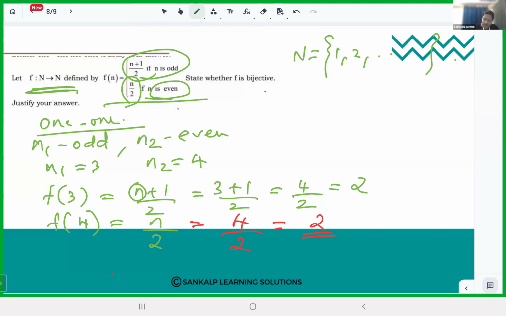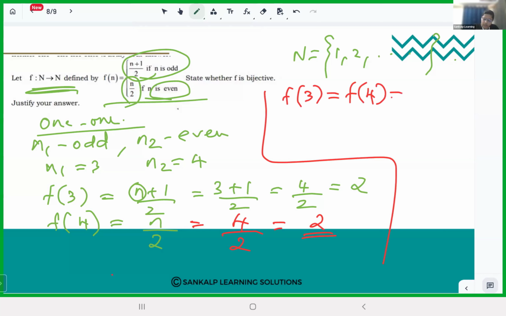Now what have you got? Here f of 3 equals f of 4, both the values are 2. But 3 is not equal to 4. 3 and 4 are different elements. So what can you conclude from this? f is not one-one. Alright, f is not a one-one function.